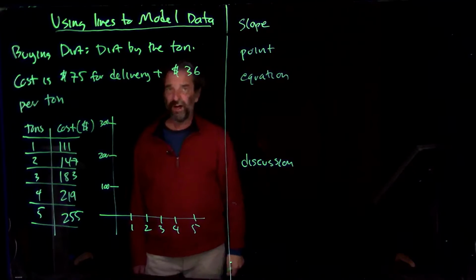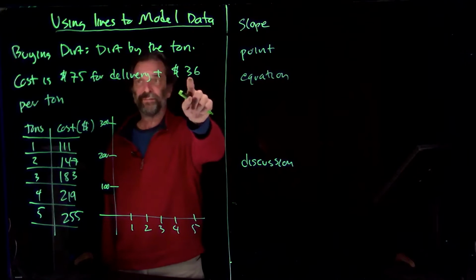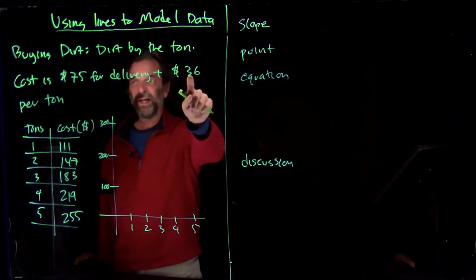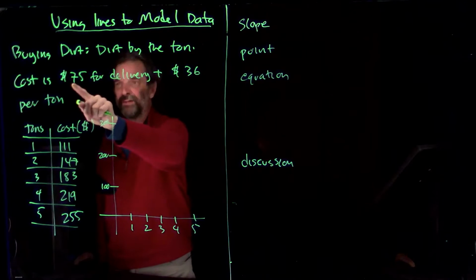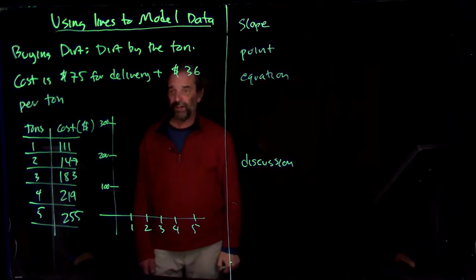And so on. 5 tons, hope I can do this. This 255 should be 5 of these. 5 times 36 is 180. And 180 plus 75 is 255. So it looks like those calculations might be right.